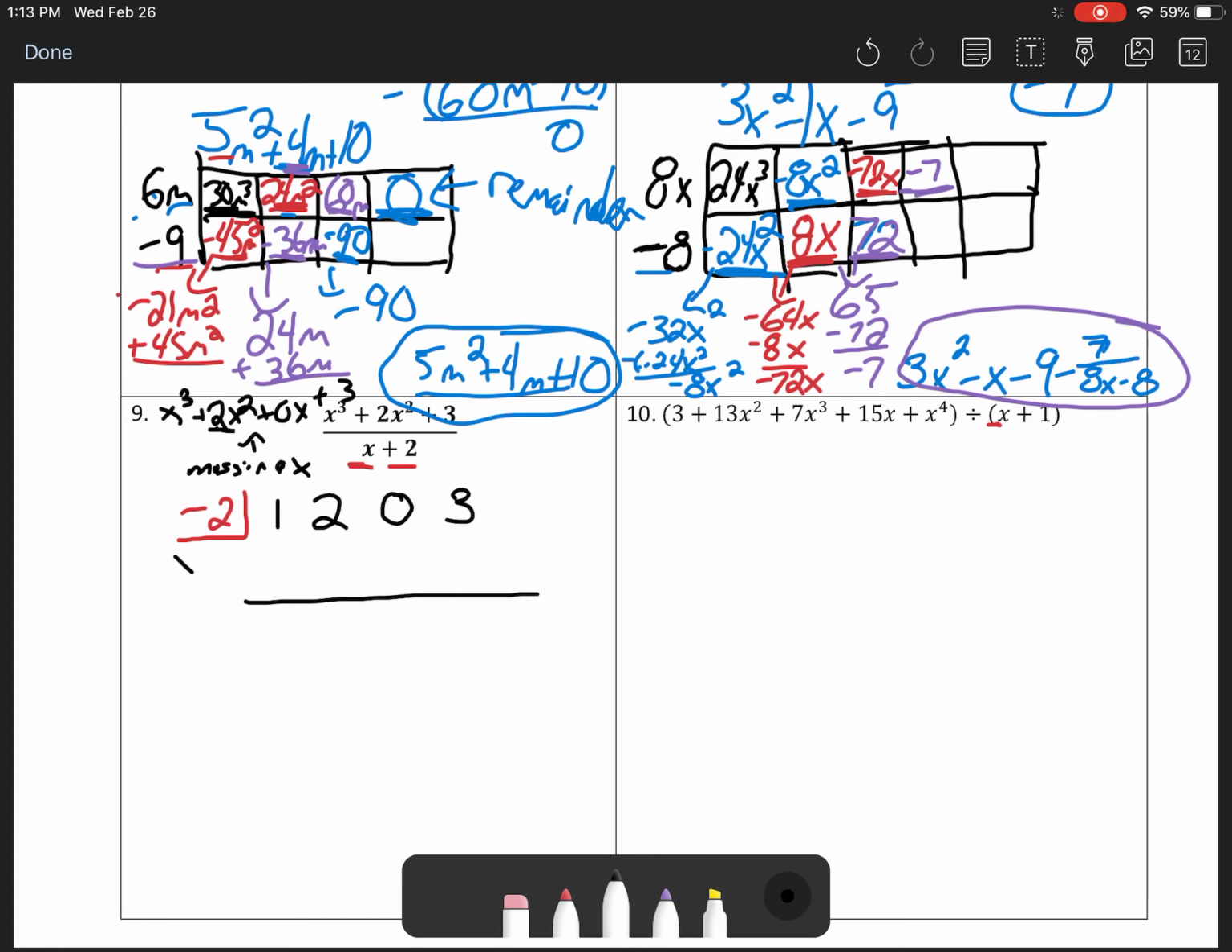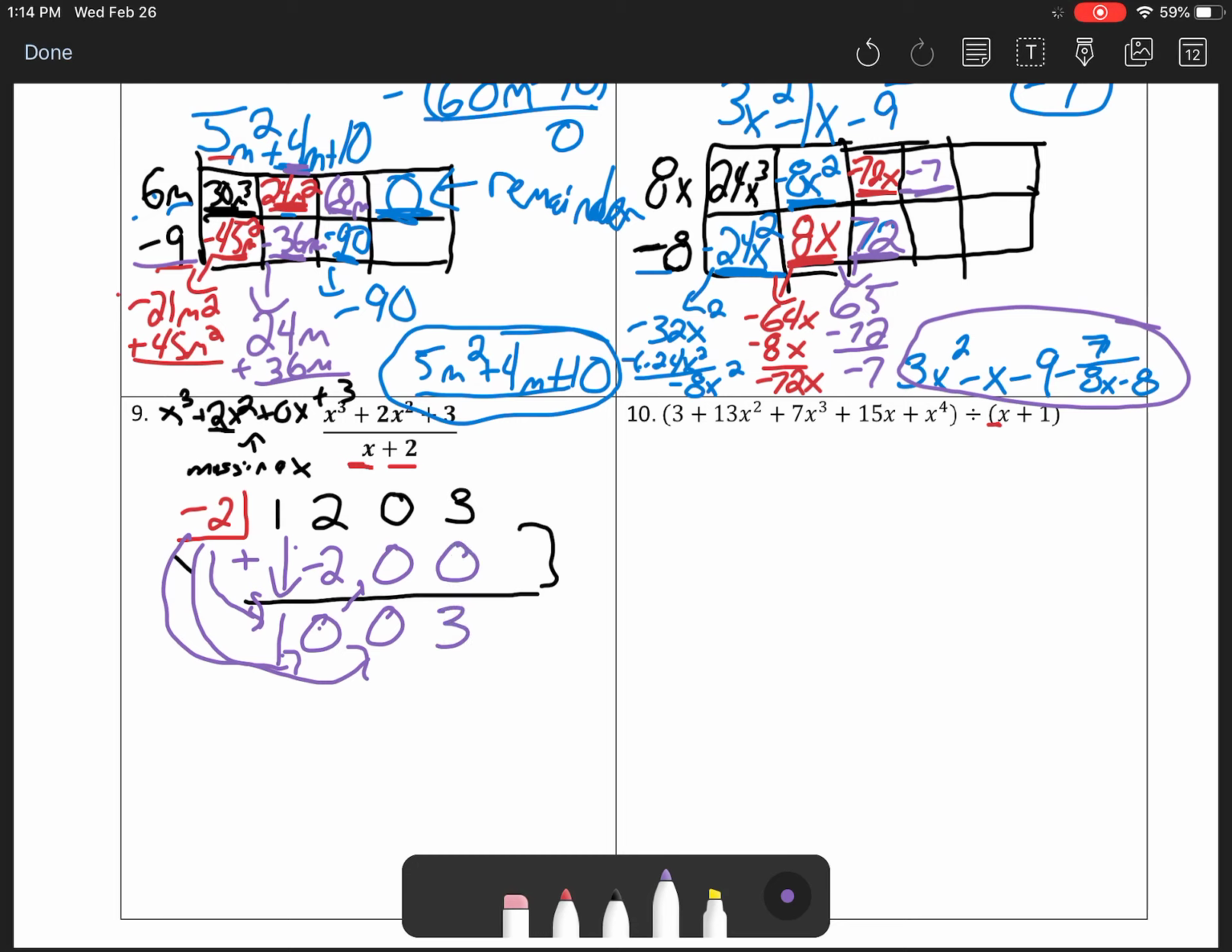The first thing you do with synthetic division, you leave a little space between here and here, okay, is you bring your first term down, so it's going to be 1. And then you multiply. Negative 2 times 1 is negative 2. Then you add those. You're going to add all of these. Negative 2 plus 2 is 0. Negative 2 times 0 is 0. 0 plus 0 is 0. Negative 2 times 0 is 0. 3 plus 0 is 3. No matter how you do it with synthetic division, this is always going to be your remainder term.